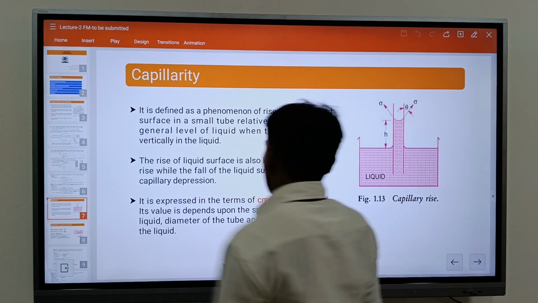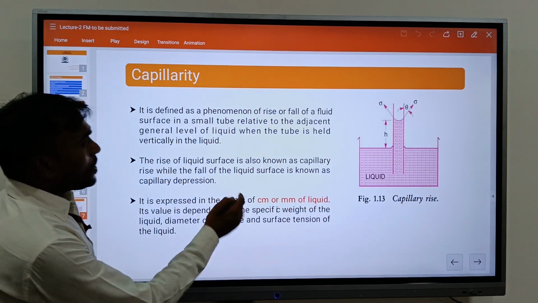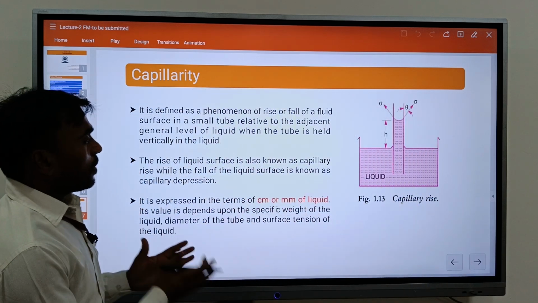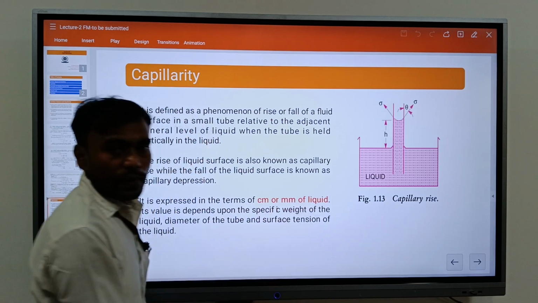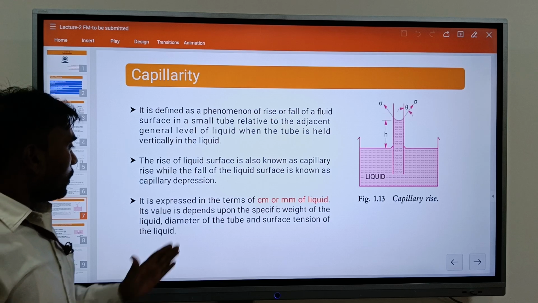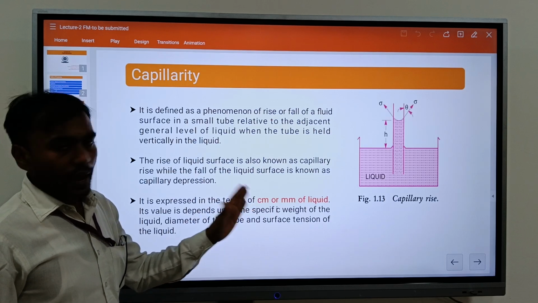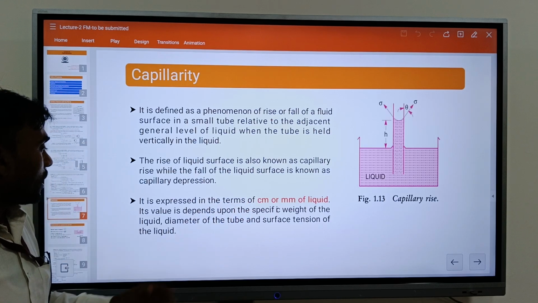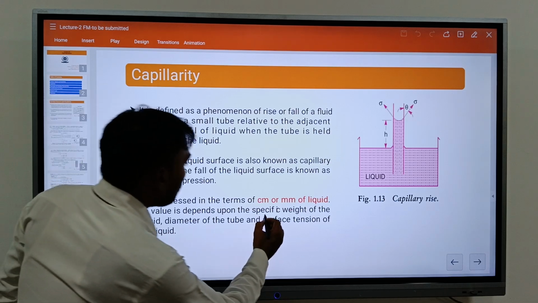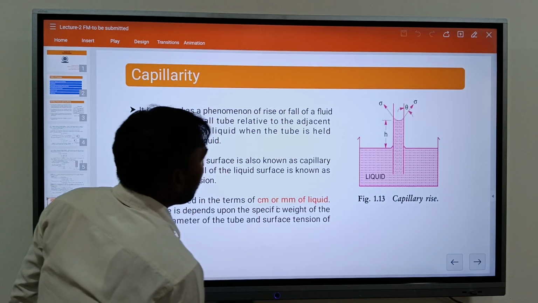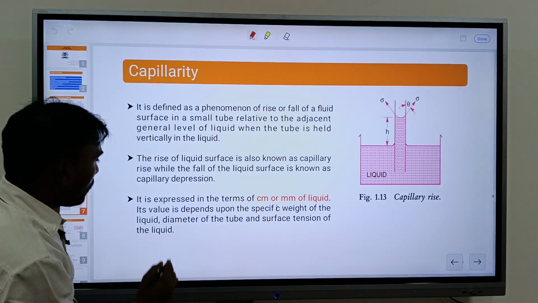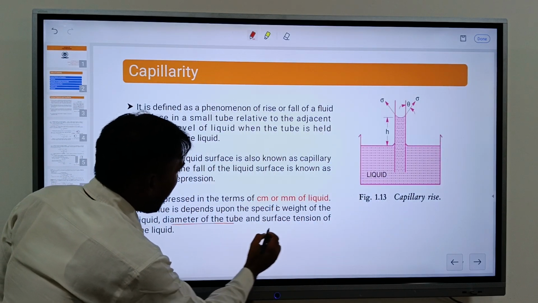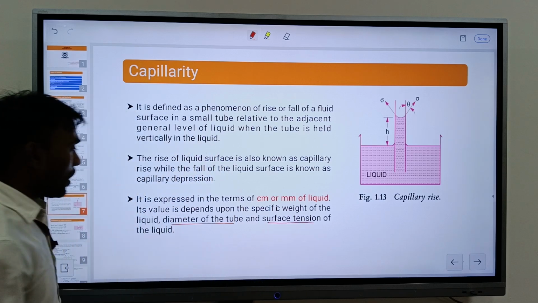So the rise or fall of the water level is represented in centimeter or mm of liquid, and the capillary height is dependent basically on the specific weight of the liquid, diameter of the tube and surface tension of the liquid. Okay.